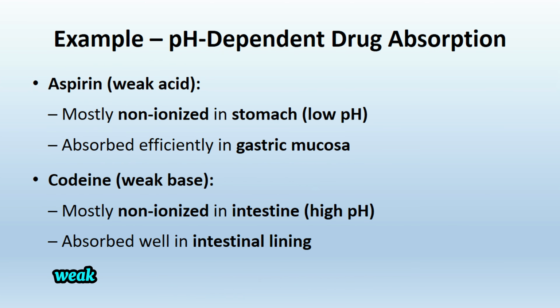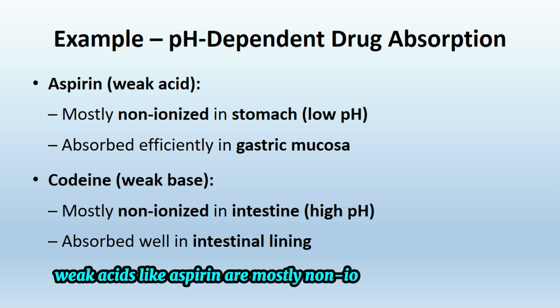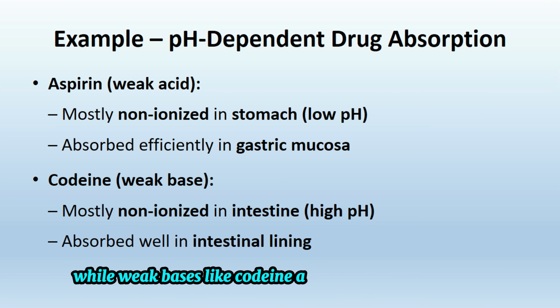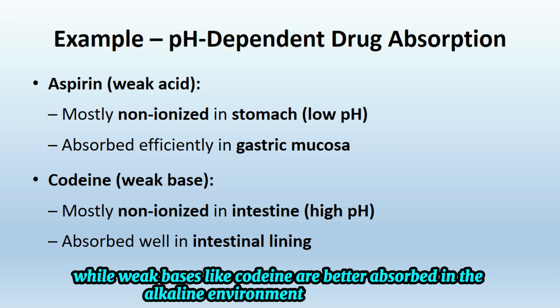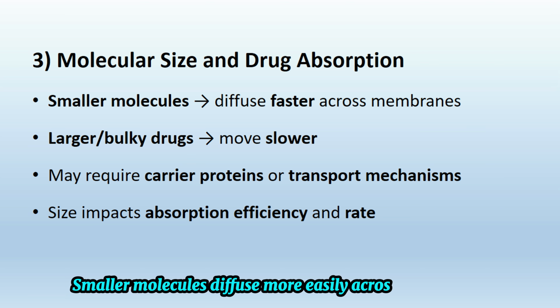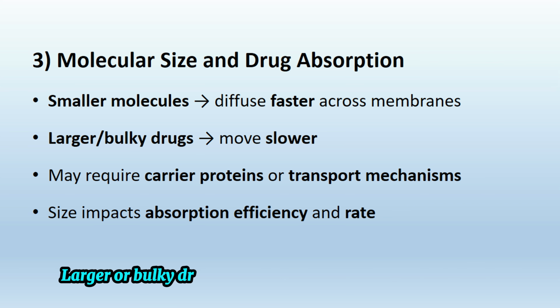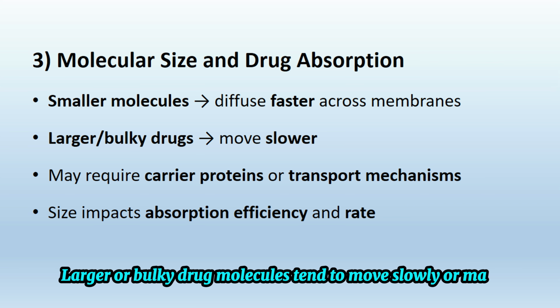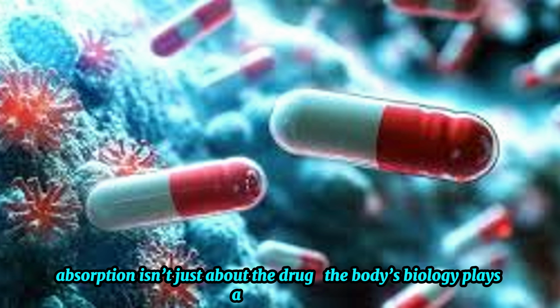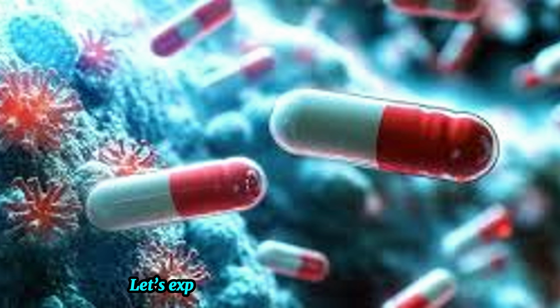For example, weak acids like aspirin are mostly non-ionized and absorbed in the stomach's low pH, while weak bases like codeine are better absorbed in the alkaline environment of the intestine. Lastly, molecular size matters. Smaller molecules diffuse more easily across membranes. Larger or bulky drug molecules tend to move slowly or may require transporters. Of course, absorption isn't just about the drug. The body's biology plays a big role too. Let's explore those biological factors next.